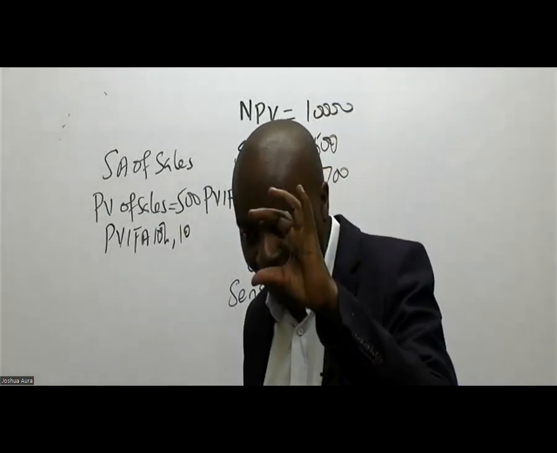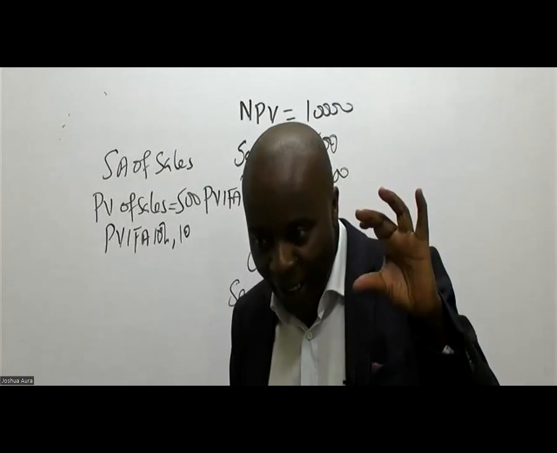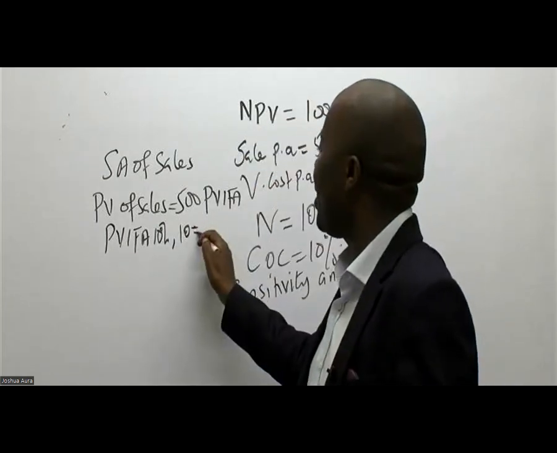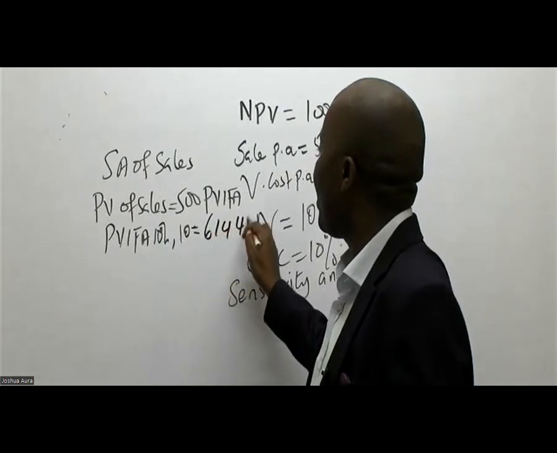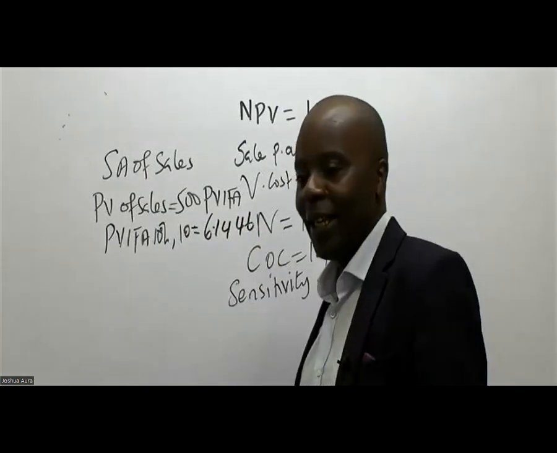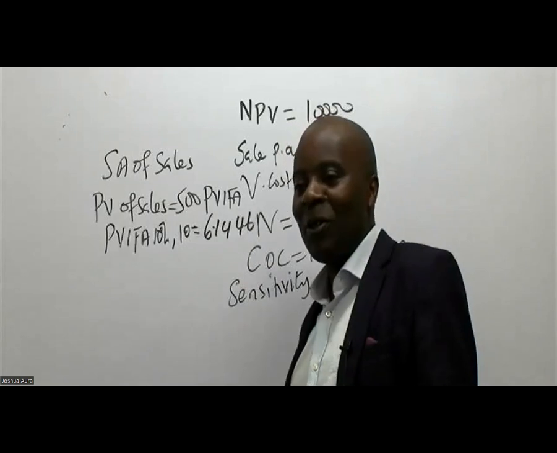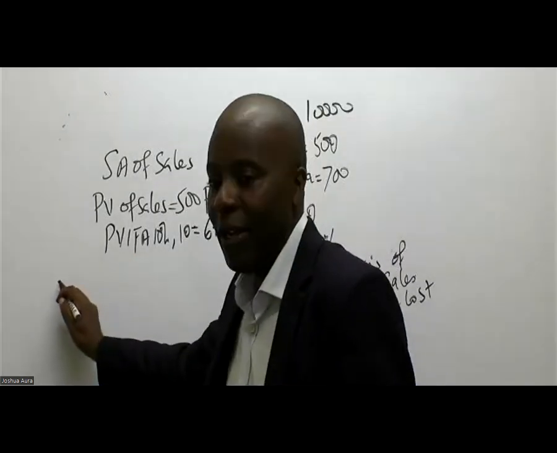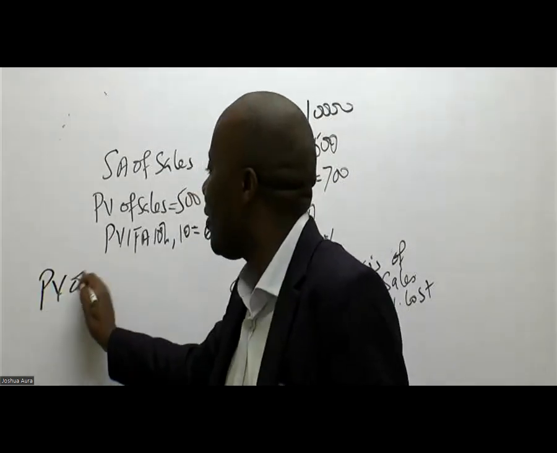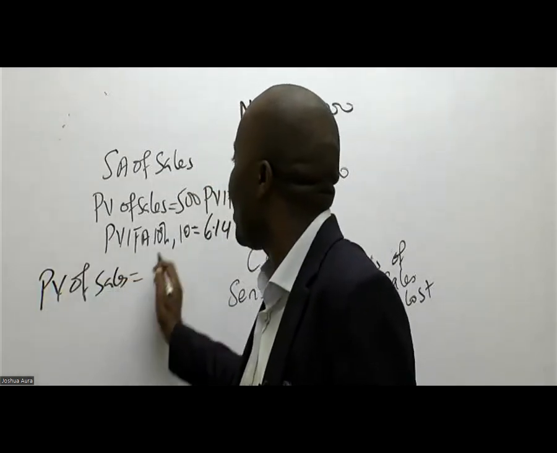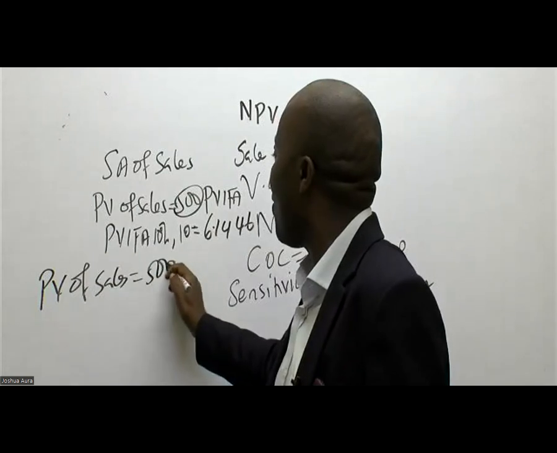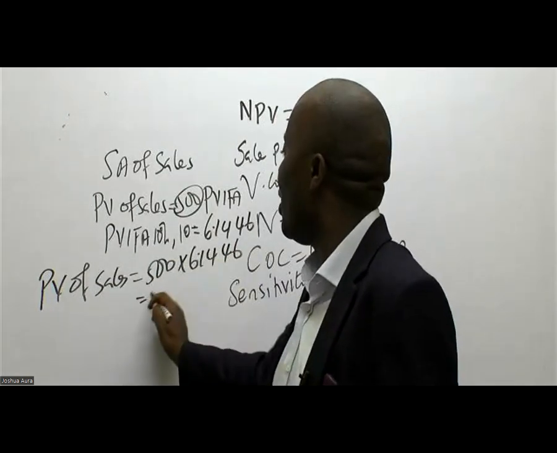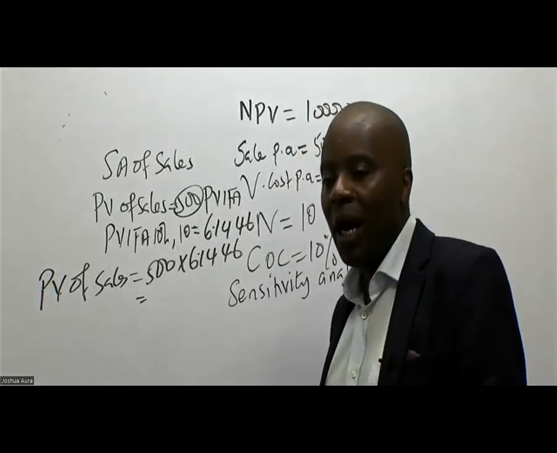Is there somebody who can give me that figure? 6.1446, like that decimal there from your annuity tables. Thank you so much. So meaning, ladies and gentlemen, that my present value of sales will be the sales amount here, which is 500 times this 6.1446. So then this one here will end up giving me what amount?